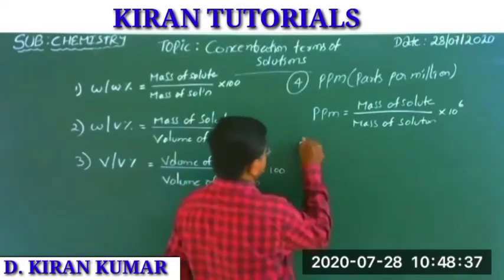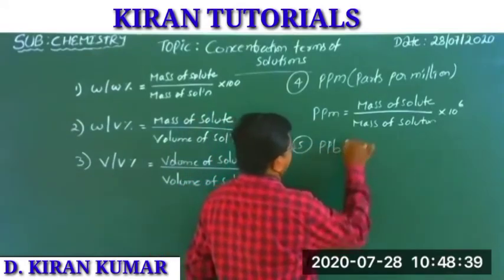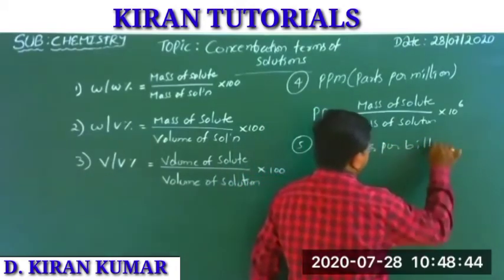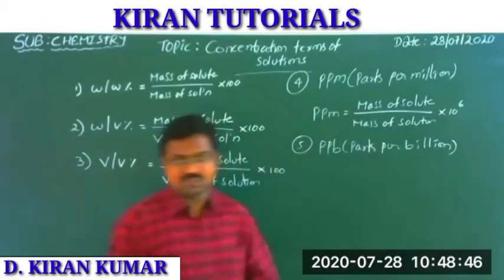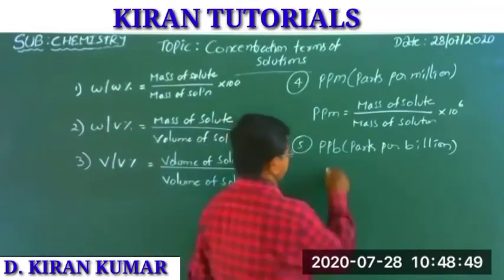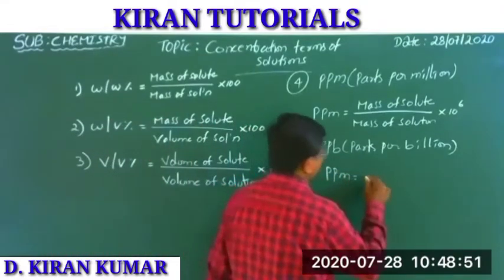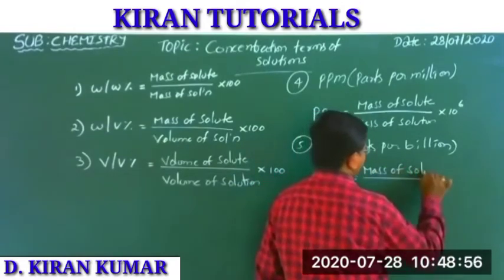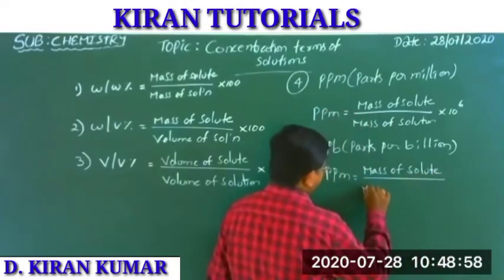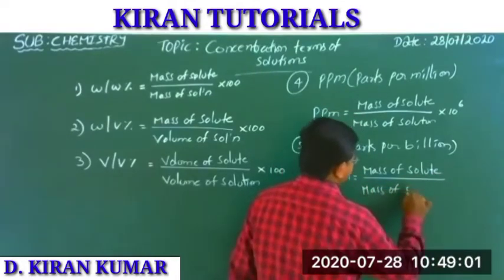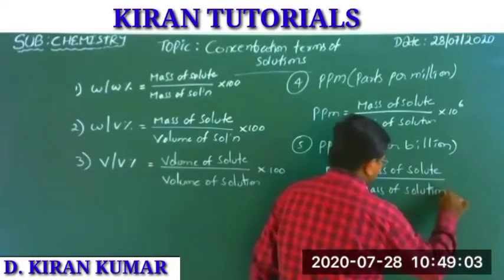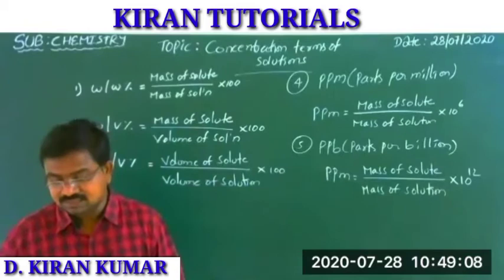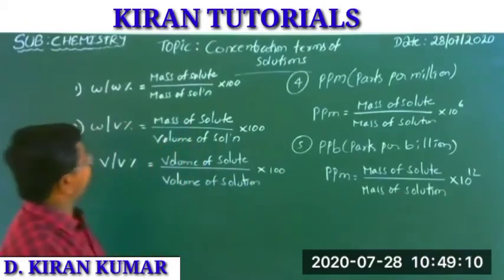ppb, parts per billion. Billion is equal to 10 power 12. ppb is equal to mass of a solute by mass of a solution into 10 power 12. So that is about ppm and ppb.